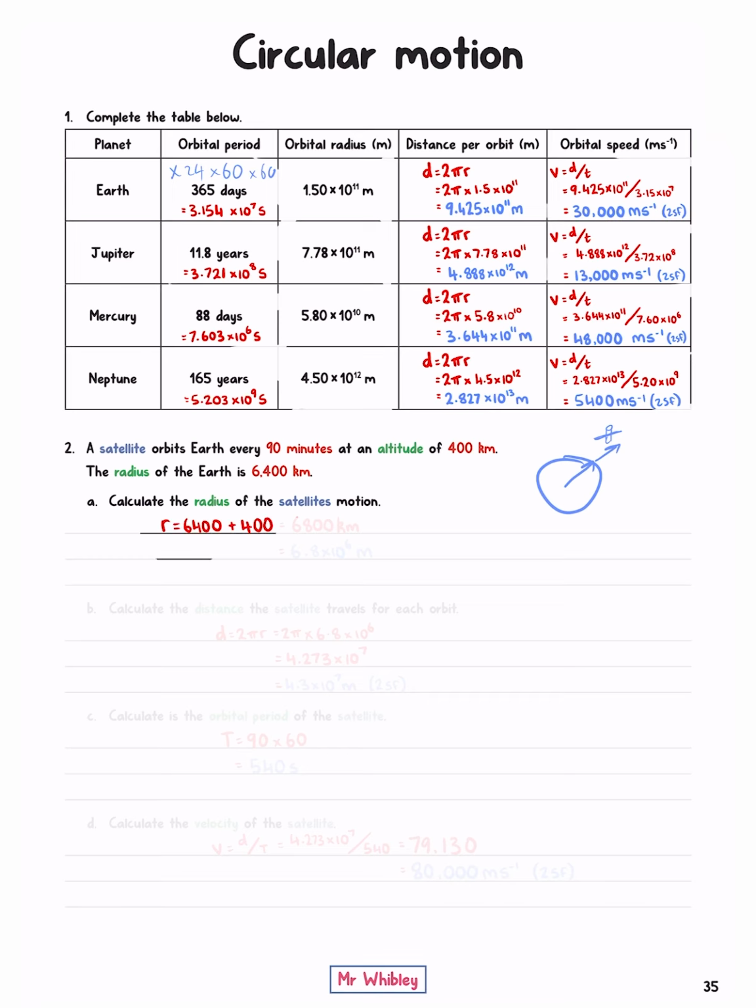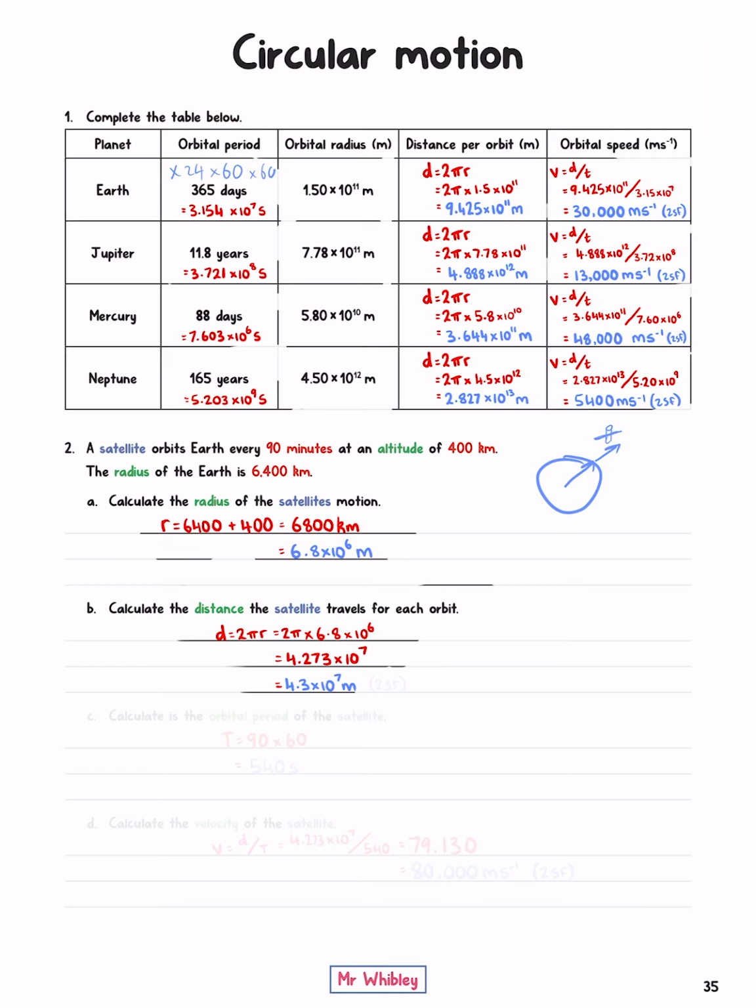Putting those numbers in gives me 6,800 kilometers, or 6.8 times 10 to the 6 meters. Calculate the distance the satellite travels for each orbit. This is just our 2 pi r. Putting in our radius gives us 4.273 times 10 to the 7, or 4.3 times 10 to the 7 meters to two significant figures.